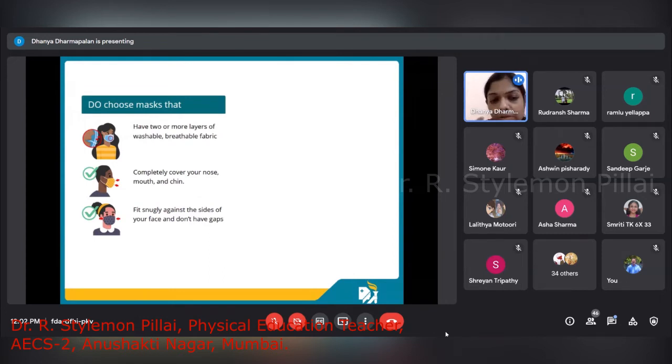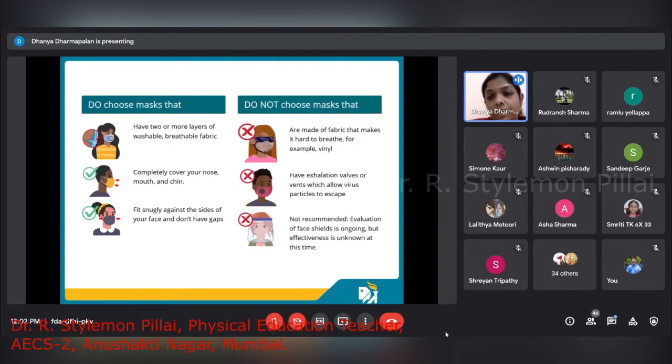And you should remember that it should be breathable, it should be comfortable for you to breathe, it should cover your nose, mouth, chin, and there should not be a gap in between when you wear the mask. What you should not wear is a mask which makes it difficult for you to breathe. There are some materials like vinyl masks that should be avoided. And you must have seen some masks with a round object on it, so that helps your air to escape outside. Those masks are actually banned by the government. They should not be used, the masks with valves.